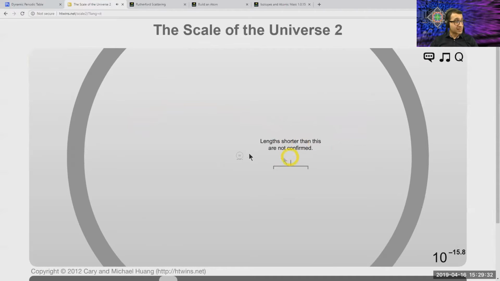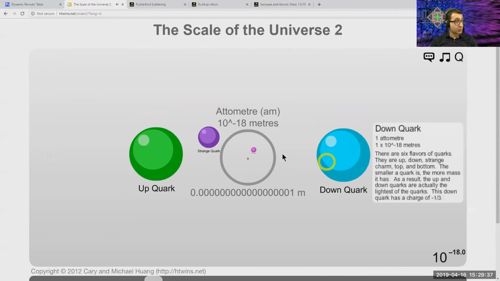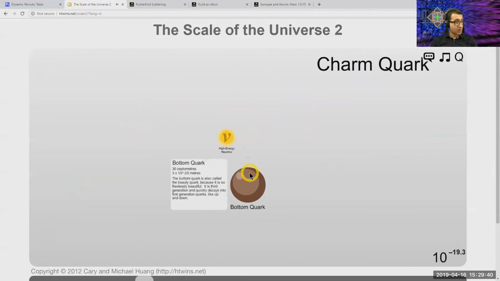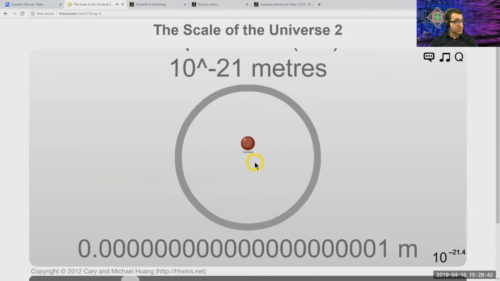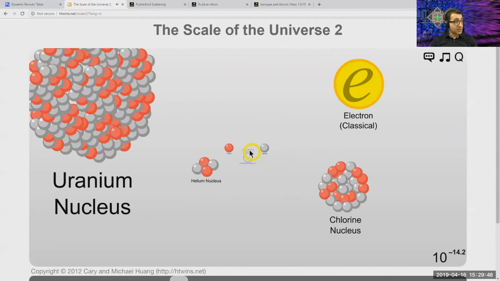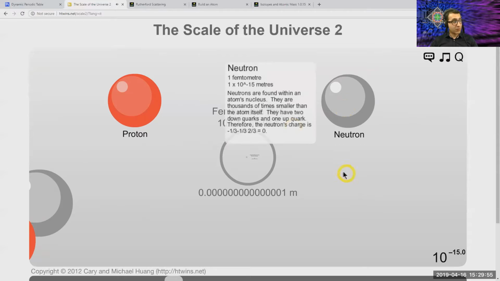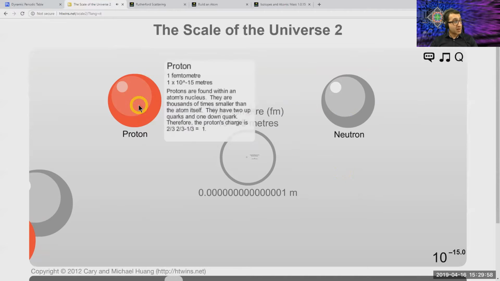So the rest of these lengths are not confirmed. These are highly theoretical. But here we have up quarks and down quarks and strange quarks and charm quarks, bottom quarks, neutrinos. And so we're getting extremely small here and way beyond the kind of scale that we need to be looking at. But if we want to understand electrons, electrons are formally defined as essentially waves. So they don't appear on this diagram, but an electron has approximately 1/1800ths or 1/1,840th of the mass of a proton or neutron. So that gives you a sense of just how small an electron is.